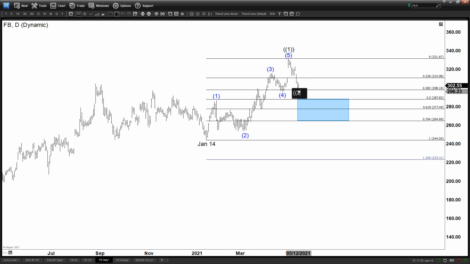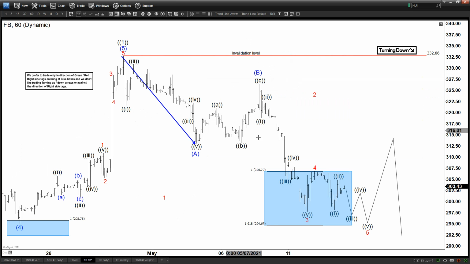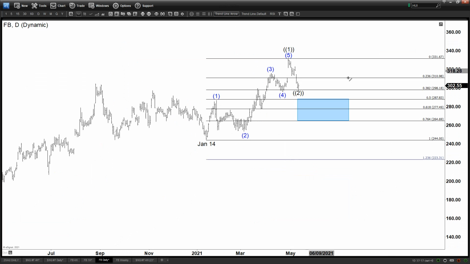And the reason we decide to extend it lower, as you see here in the 1 hour chart, further extension to the downside, is because of the correlation, right? Now FB is a technology stock.